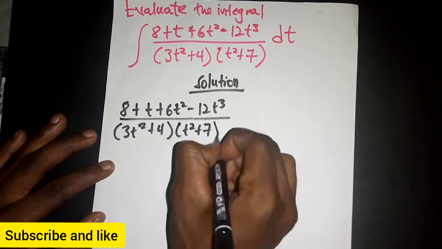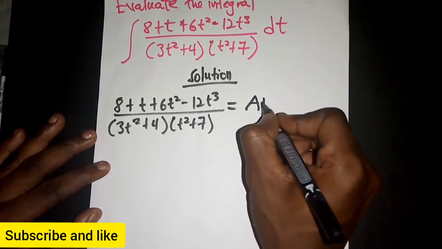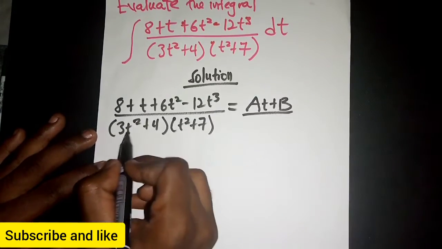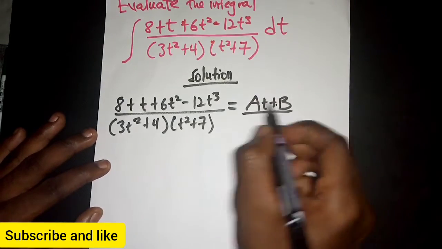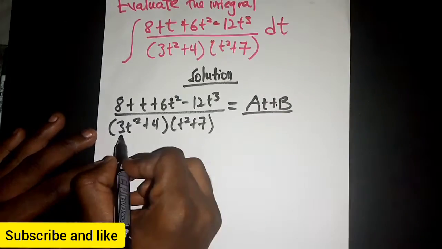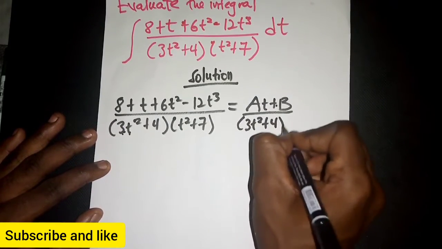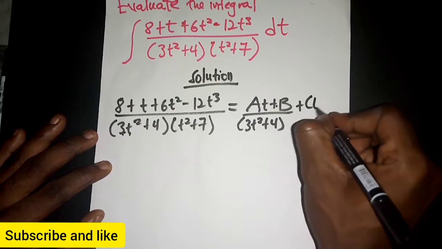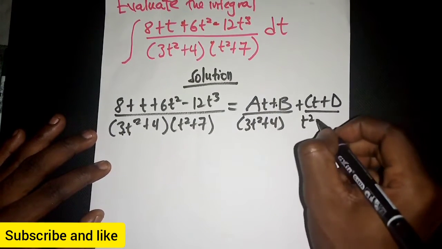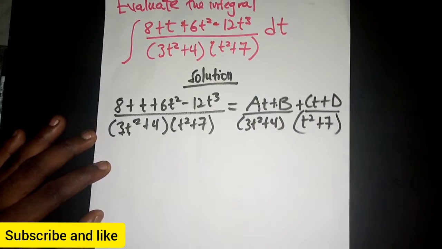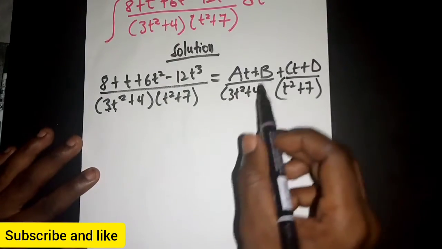So writing the partial fraction, we have at plus b. Now remember, it is 3t squared plus 4, so at plus b over 3t squared plus 4. Looking at how it is written, write it the same way here. Then we have ct plus, let's say, d, over t squared plus 7 here. All right, so what we are going to do now is to simplify that.